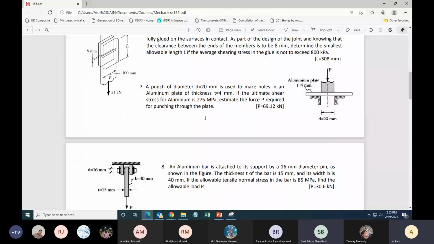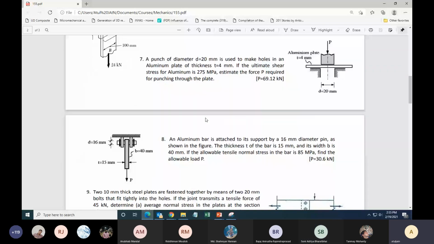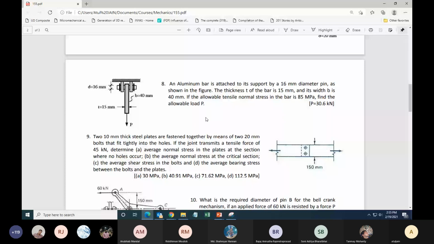Okay. So 7 I am skipping. I am assuming all of you know how to do it. 8. Eight is the same logic as 2. Yes, it is the same, sir. 9, somebody had a doubt.